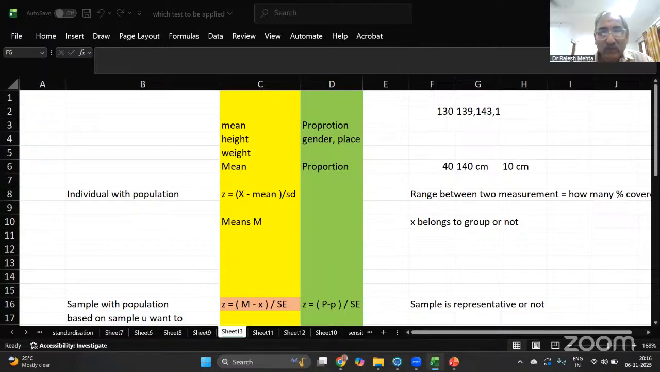Now, if you do not know how to read the Z table, you write in a group. So next time I will show you the Z table. I will tell you how to look at the Z table and then probability. That 0.1 is equal to 10%.